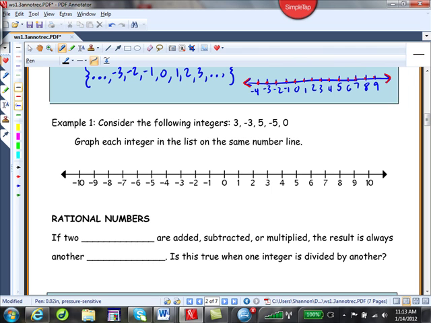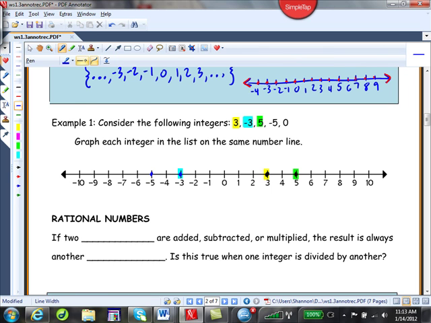So, the first one, 3, is positive. Positive numbers, remember, are to the right of 0 on the number line. So here's 3. And then -3 is the opposite of 3, so it'll be the same number of units away from 0 on the number line, but it's going to be on the left. Right? So -3 is located here. And then +5 over here, -5 over here.